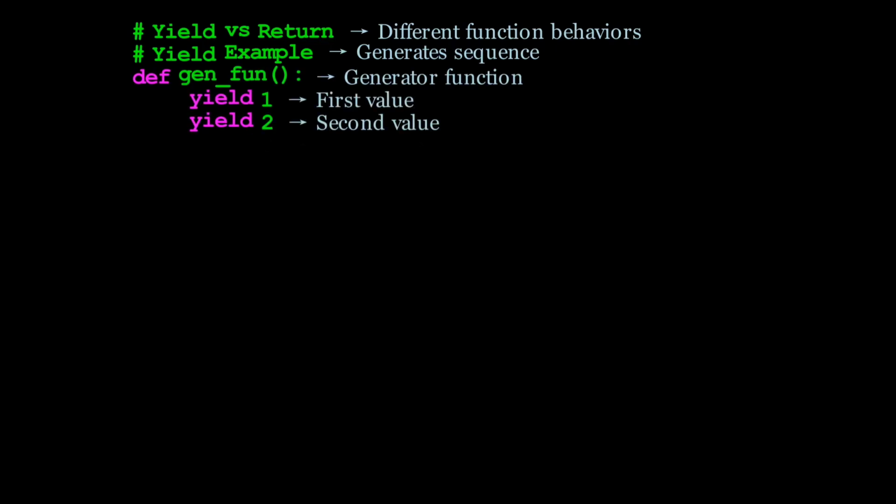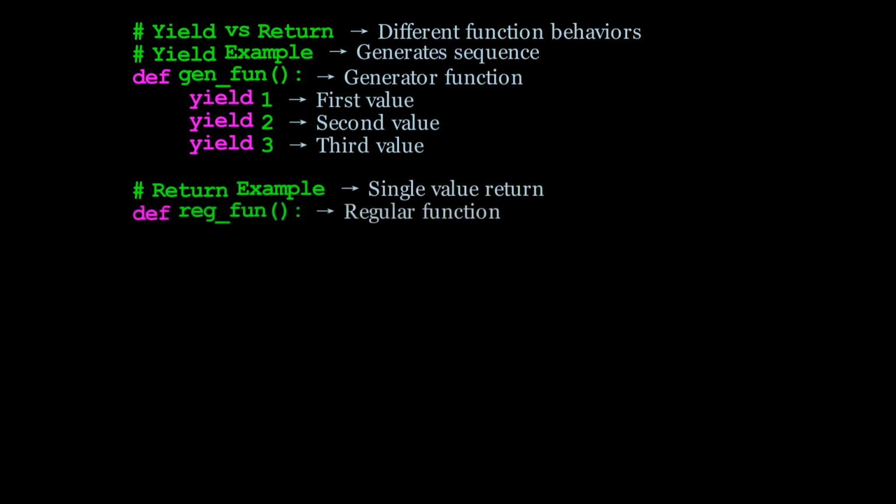Let's compare the yield with the familiar return statement to highlight its differences. In the generator example, we have a function that yields 3 separate values: 1, 2 and 3. When called, this function does not return all values at once. Instead, it yields one value at a time, pausing between each yield. The difference is fundamental. Generators produce values incrementally, while regular functions produce the entire result immediately.